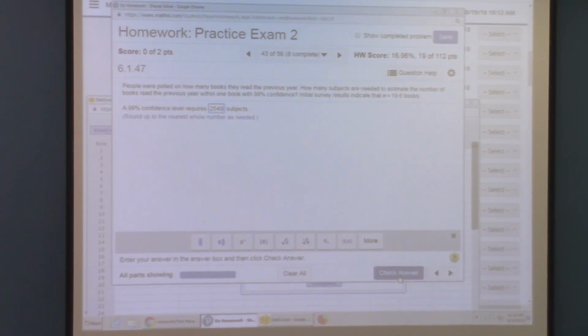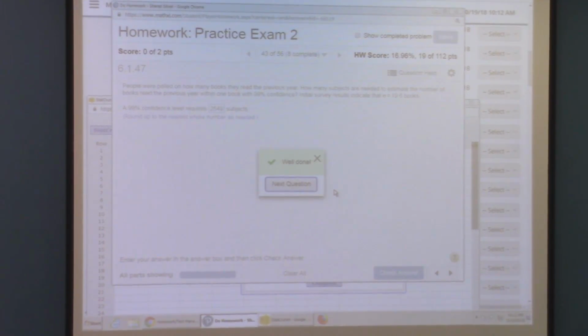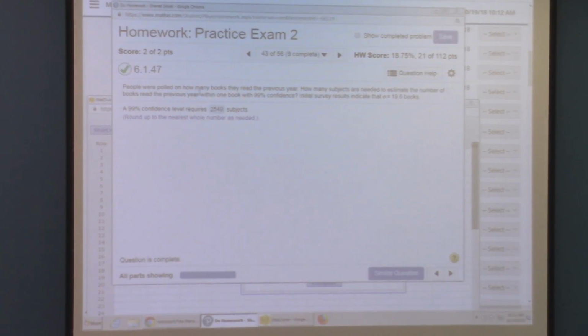2549. So D's always 1, right? Not always. In this case, it is. If you're not given any, it should be given to you. Within one. It could be different. If it says within 2 books, you'd write E equals 2. So did you multiply the 2.5758, 19.6, divided by 1, and then that answer you squared? Yeah, since dividing by 1 means nothing. All right, so that's how you do it.